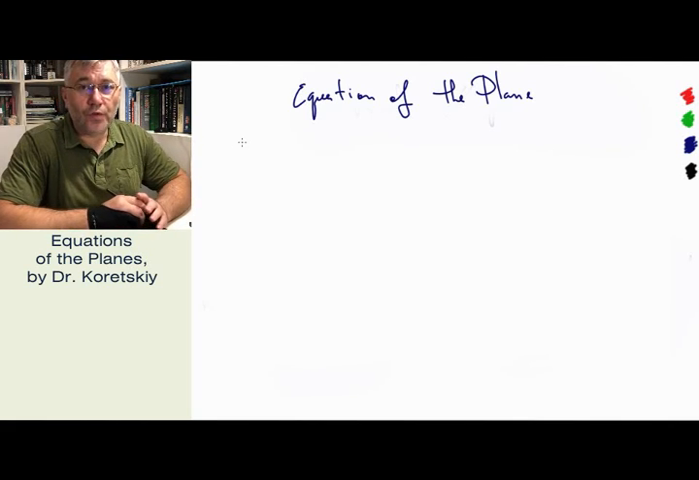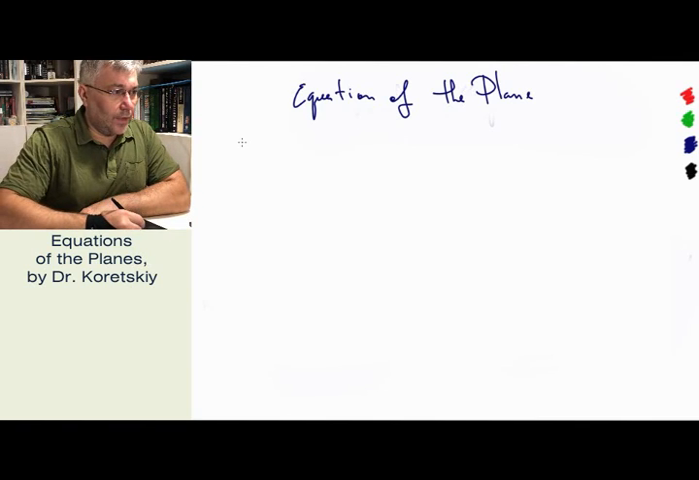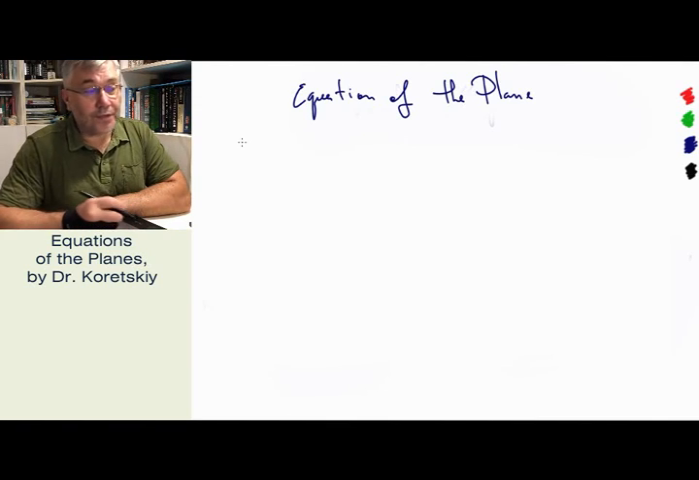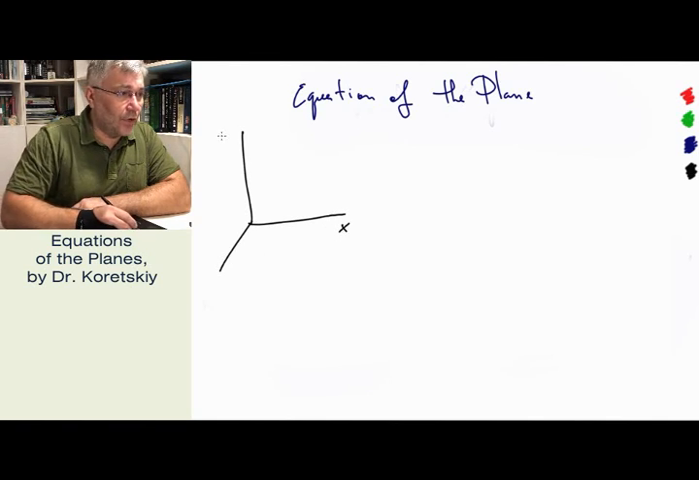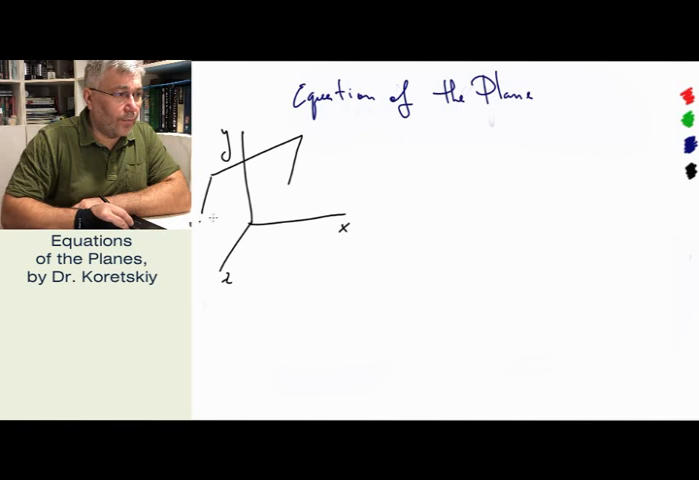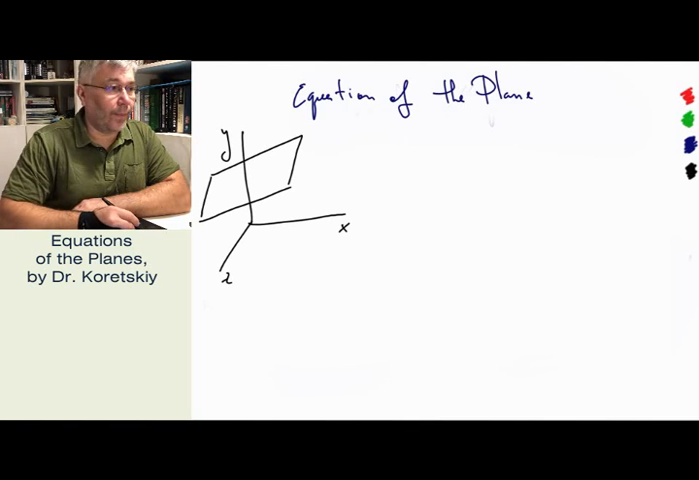And today we'll go into the equation of the plane. So let's start. In 3D space, we have an XYZ coordinate system, a rectangular Cartesian coordinate system, and we have a plane, a piece of plane here. The equation of the plane defines the locus of all the points which lie in the same plane.